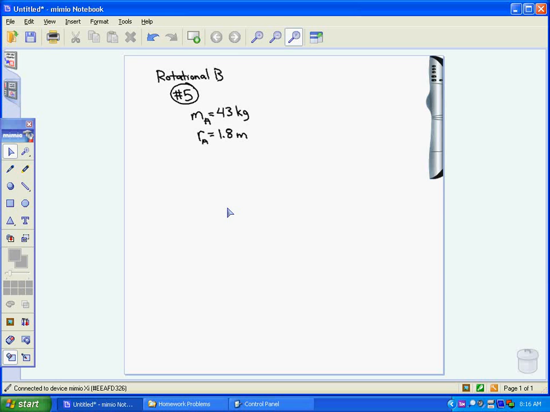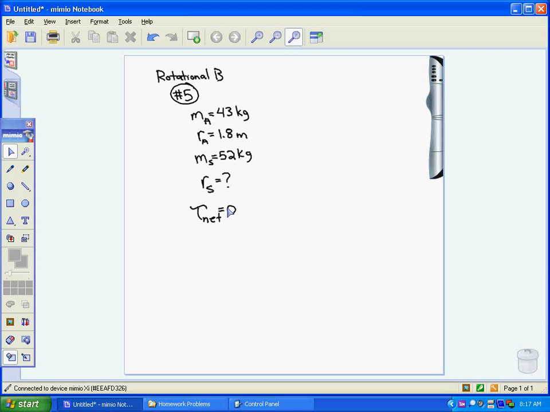Steve, who has a mass of 52 kilograms, so the mass of Steve is equal to 52 kilograms, wants to balance Ashok. How far from the center of the seesaw should Steve sit? So the radius of Steve is what we're solving for here. For this one, since I want to balance, what I really have is that the net torque is equal to 0.